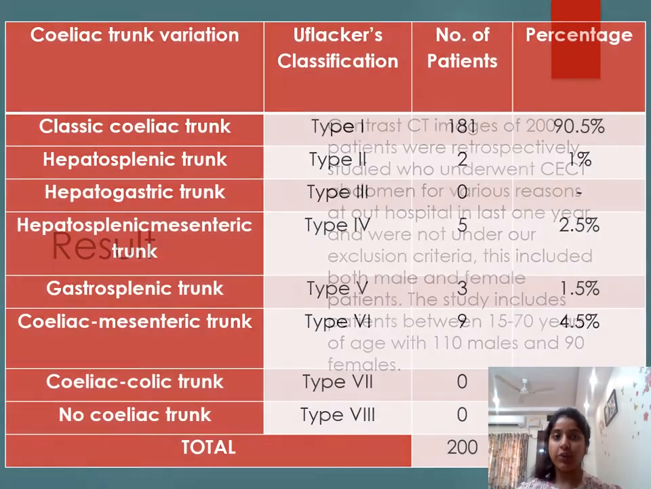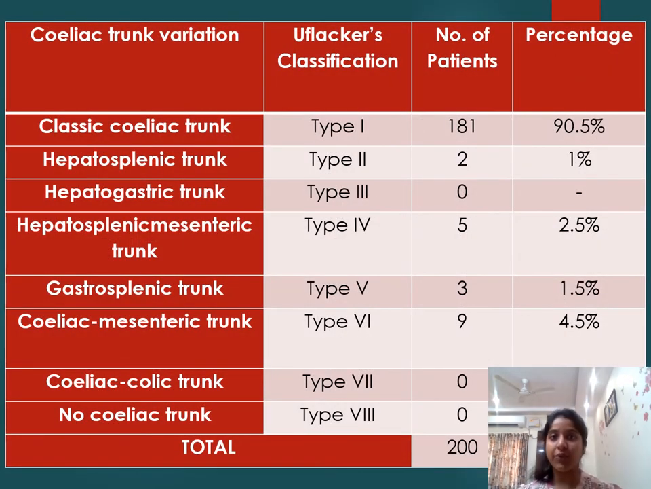First, the celiac trunk variation, in which we have used the Uflacker classification, there are a total of 8 types. The most common type is the normal classic celiac trunk, which we have seen in 90% of the population. In type 2, we have the hepatosplenic trunk. In type 3, the hepatogastric trunk. In type 4, the hepatosplenic mesenteric trunk. In type 5, the gastrosplenic trunk. Type 6 is the celiac mesenteric trunk, type 7 is the celiac colic trunk, and type 8 is no celiac trunk.